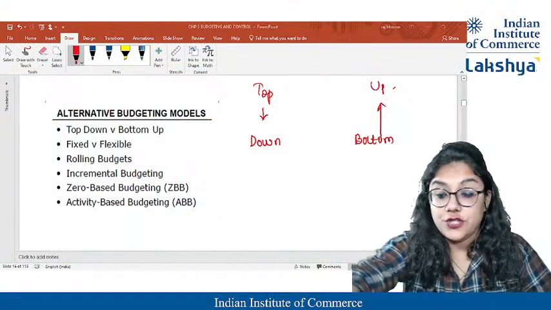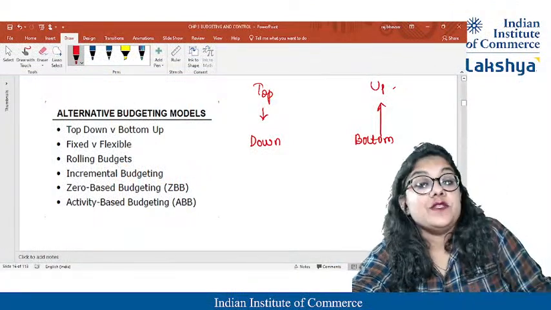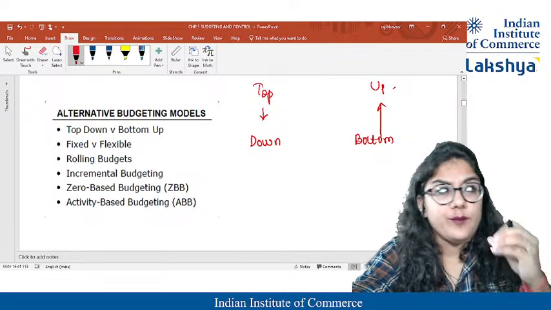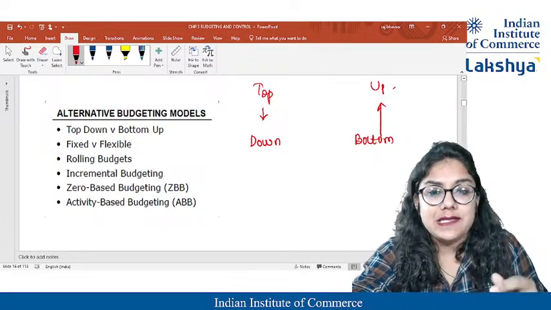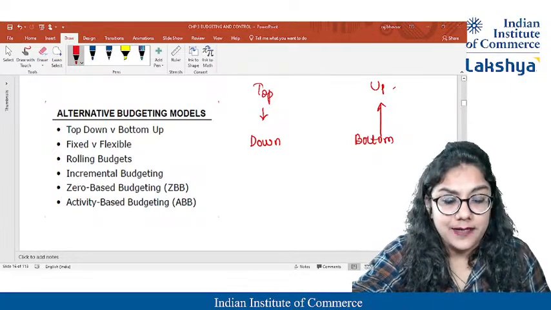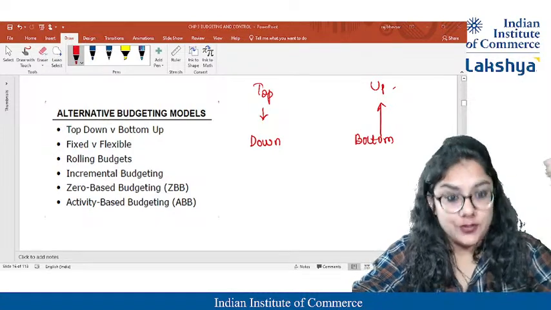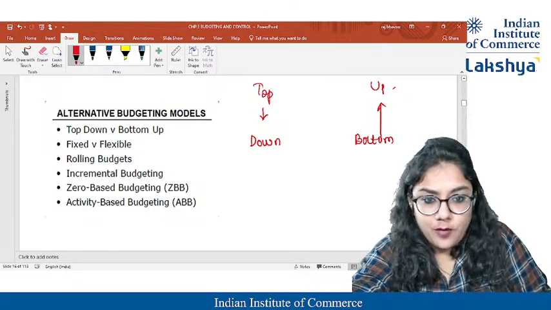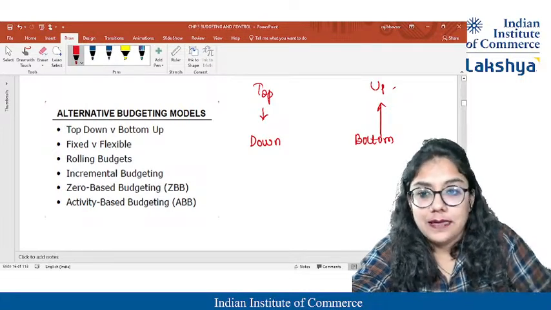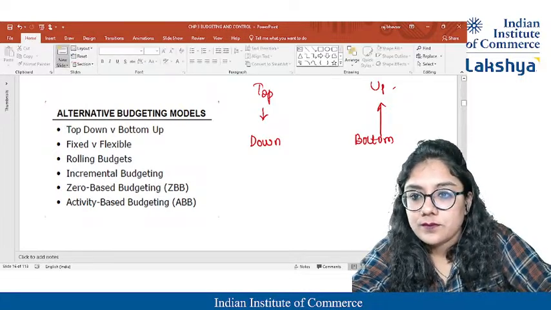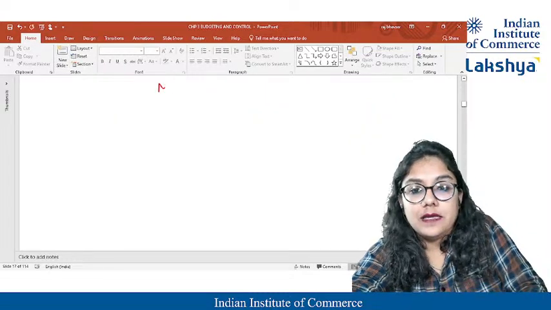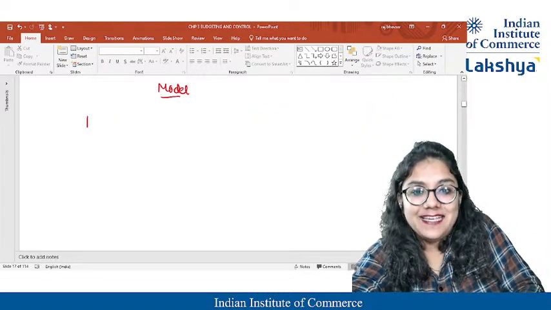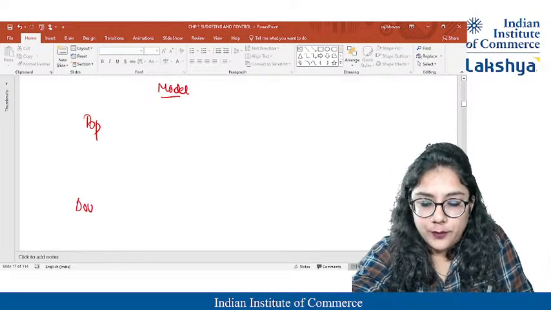Yeah, so, without any further delay. So it's a top-down approach and a bottom-up approach, which says that the models are very clear. It says who is going to set the budgets, and how are the budgets going to be set? For example, the models of budgeting. Let's say over here there is the top-down approach.